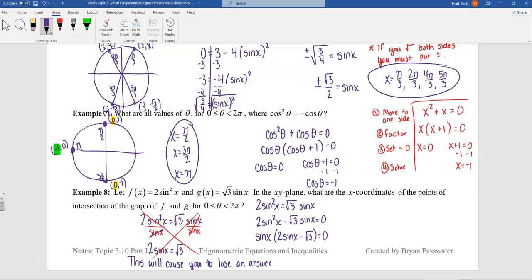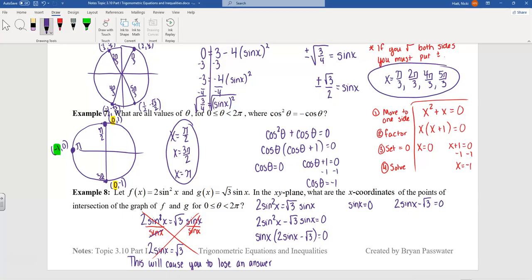Okay. Then, so we have moved to one side, we have factored, we need to set each factor equal to 0. So we will get sine x equals 0. That one's ready for the unit circle already. And then we get 2 sine x minus the square root of 3 equals 0.